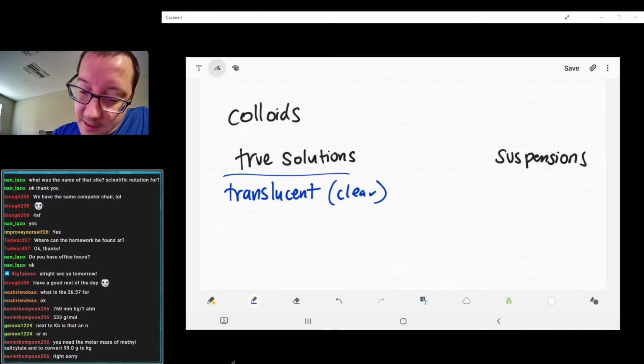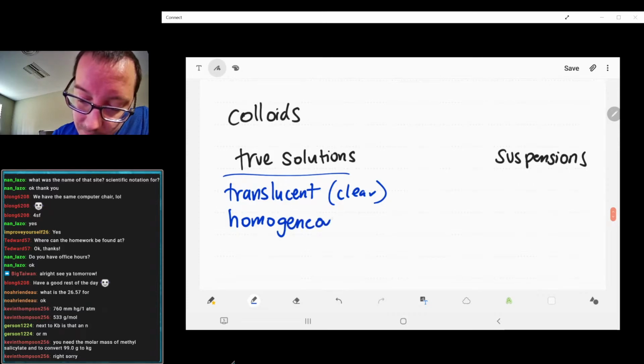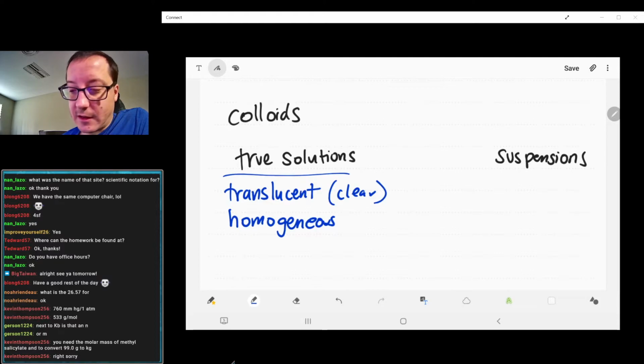We have completely homogeneity there, and these behave in ways that we can predict with the things that we've talked about. We can use our colligative properties on them.